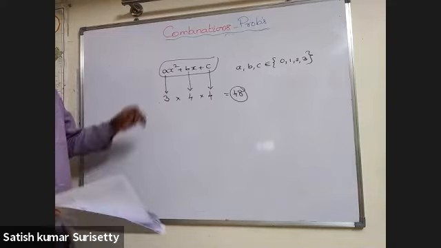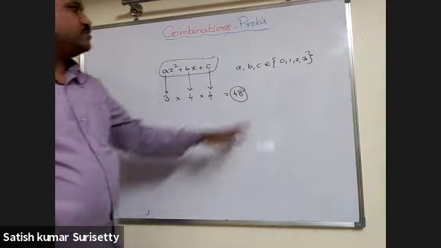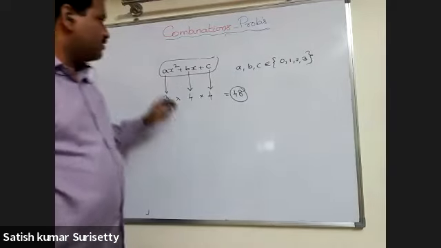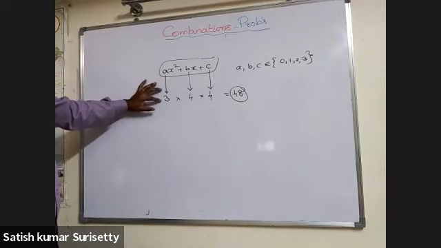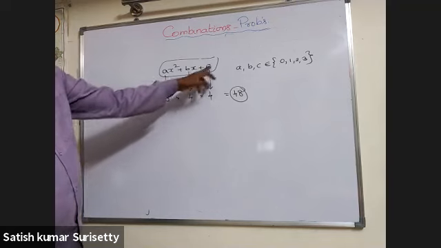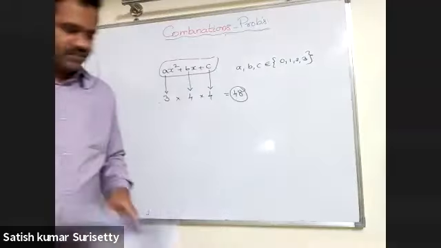ax square plus bx plus c is a quadratic expression where the coefficients are from 0, 1 to 3. Then the number of quadratic expressions: the possible values of a are only 3, since 0 you cannot take, b can have 4 possibilities, and c can have 4 possibilities. So the number of quadratic expressions is 48.